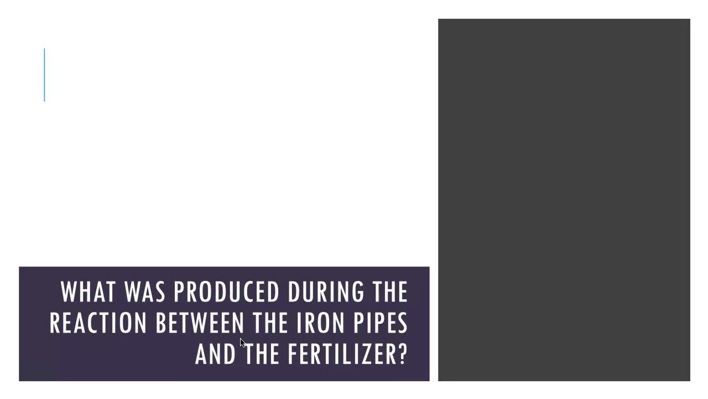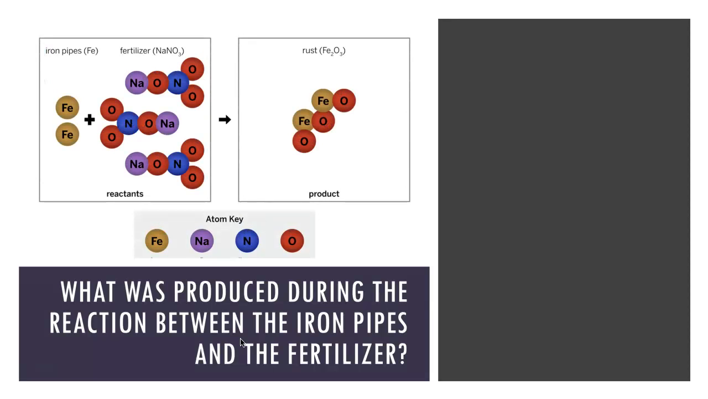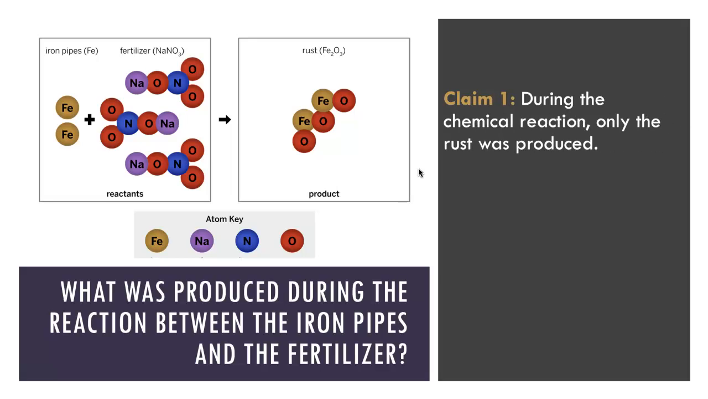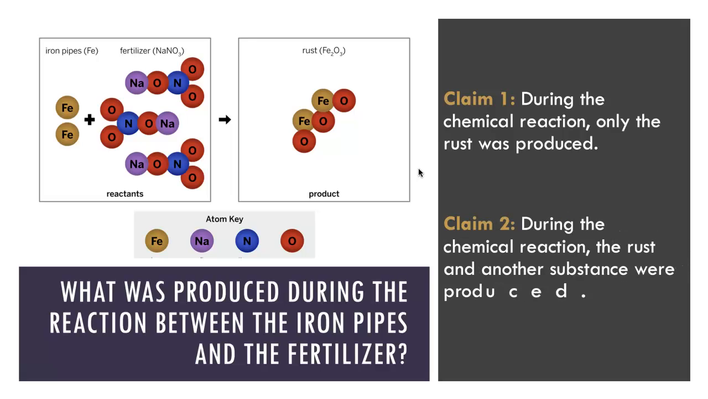So what was produced during the reaction between the iron pipes and the fertilizer? Here is what you saw last time. We have iron, we have fertilizer, actually 3 molecules of fertilizer, and what we have on this side of the arrow is rust. And rust is made with 3 oxygen atoms and 2 iron atoms. So claim 1, during the chemical reaction only the rust was produced, or claim 2, during the chemical reaction the rust and another substance were produced. You're going to have to answer that in your work today, so be thinking about that.